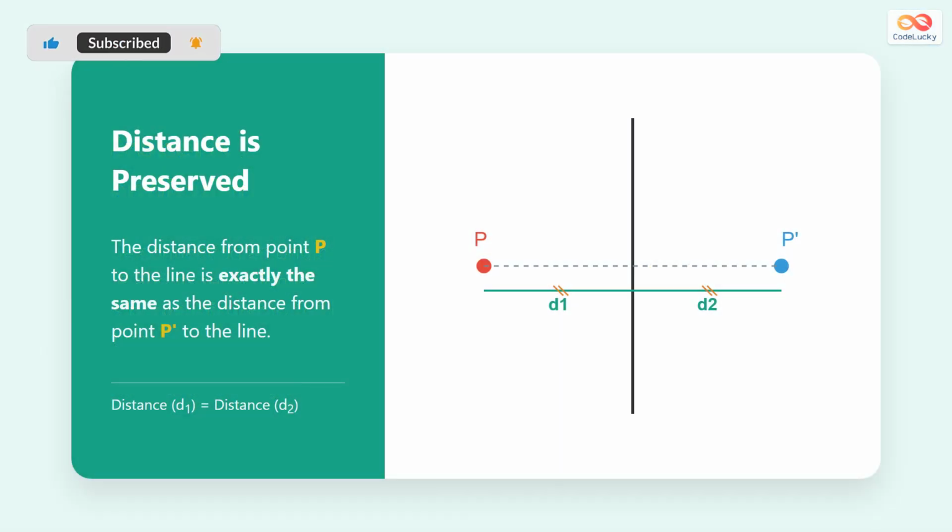The second property is equidistance. The distance from the original point P to the line is exactly equal to the distance from the reflected point P' to the line. It's like walking to the mirror and then walking the same distance into the mirror world.